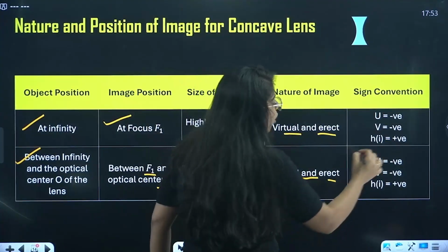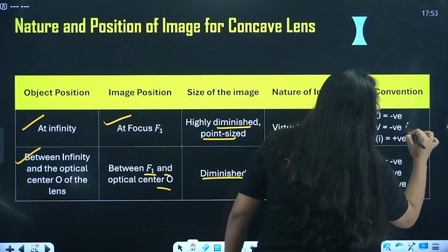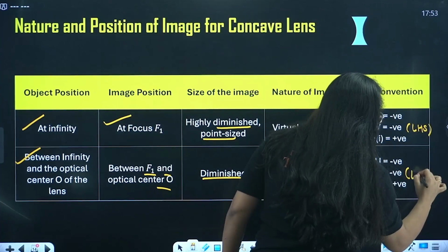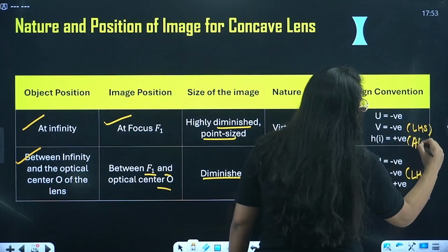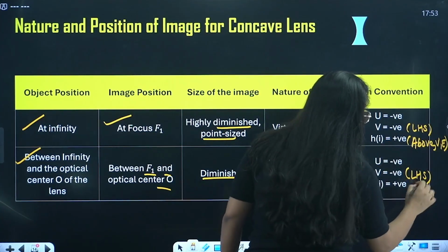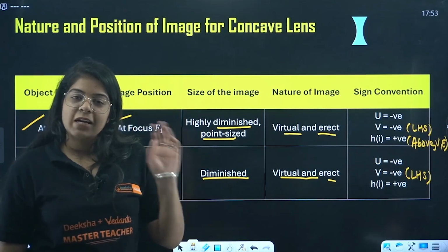That's why always V is negative. Why? Because V is left hand side. The image is formed at left hand side. Height of image positive above the principal axis. Why? Because these are virtual and erect images. Same for the other case. Done. We are done with 2 mirrors.